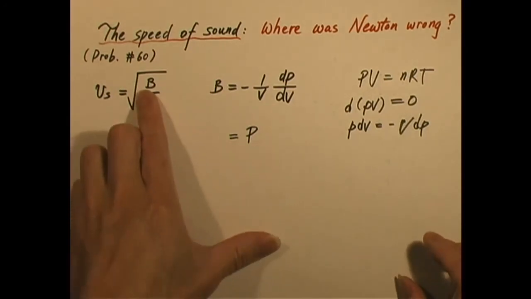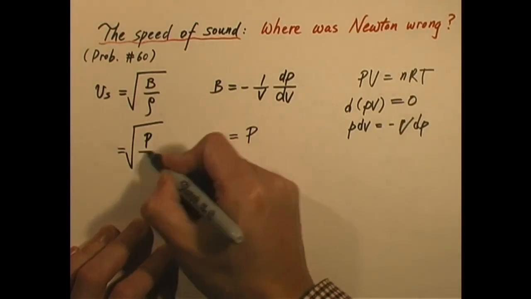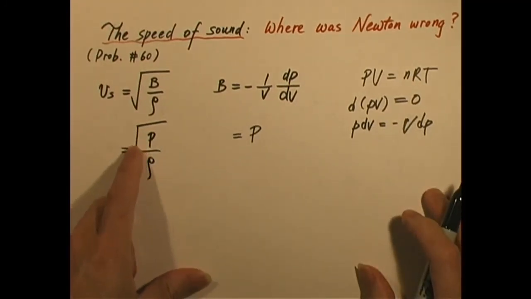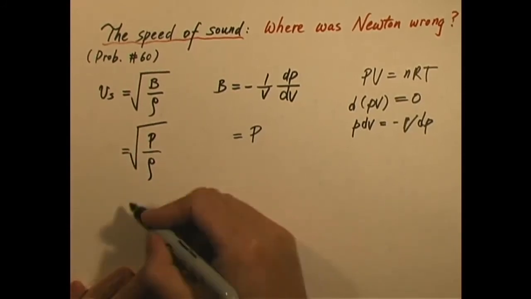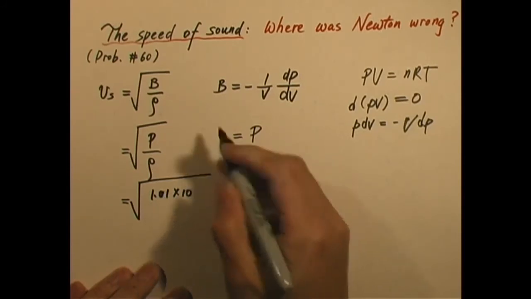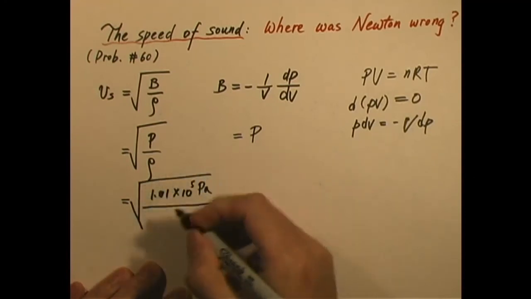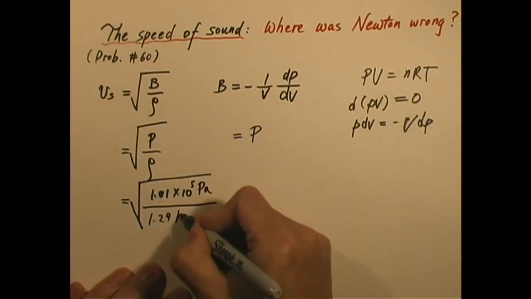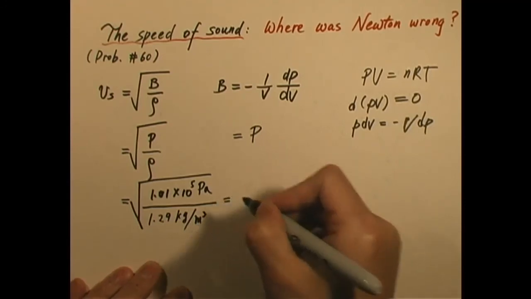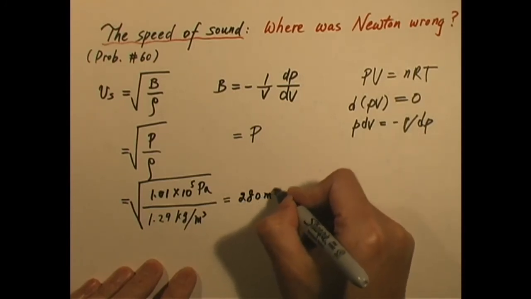And you plug that in, and you find that the speed of sound is the square root of P over rho. Now, at standard temperature and pressure, P equals 1 atm, which is 1.01 times 10 to the 5 Pascal. You divide this by the density of air, that's 1.29 kilograms per meter cubed. And if you finish this calculation, you'll find the speed of sound to be around 280 meters per second.